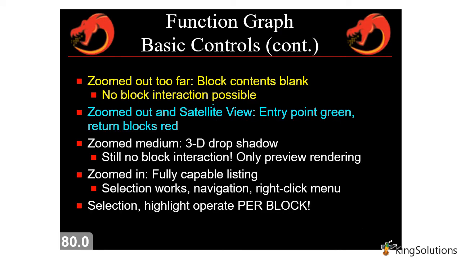Function graph. Basic controls continued. If you zoom out too far, the block contents will be blank and no block interaction is possible. In the satellite view, the entry point will show as green and the return blocks as red. Your monitor might report strange values for its actual resolution, which will confuse Java.